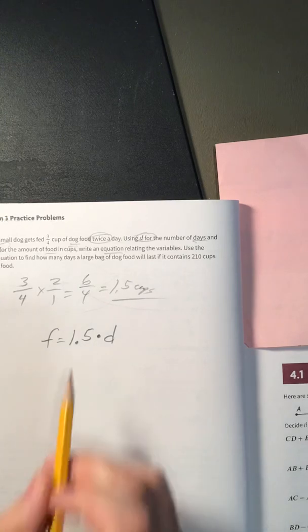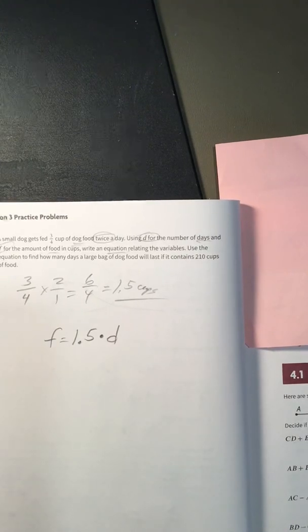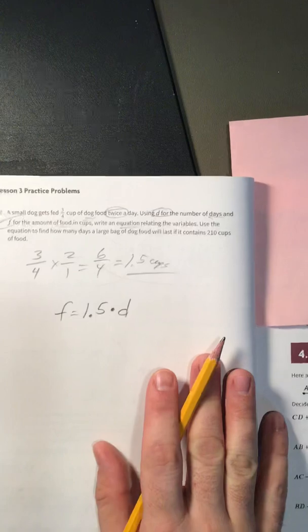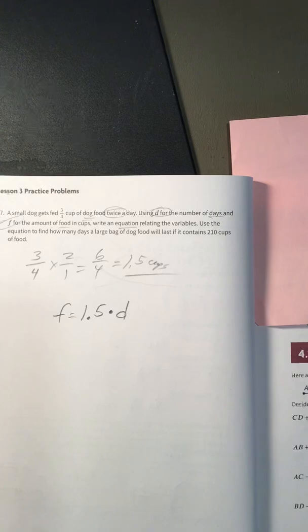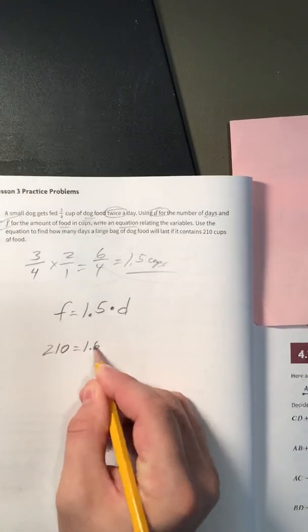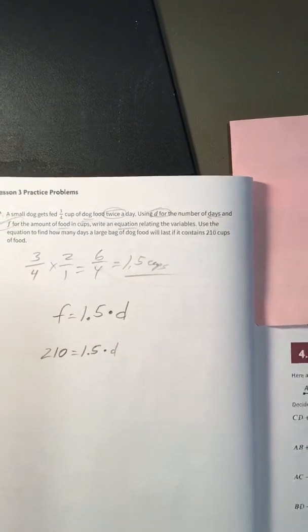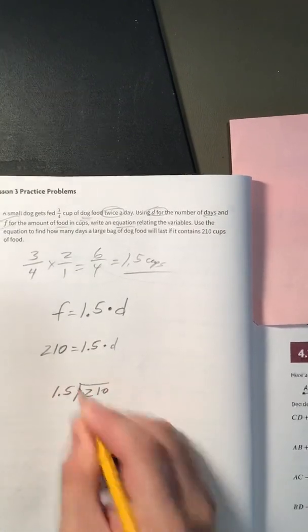If it's 2 days, I get 3 cups of food. 10 days would be 15 cups of food, and so on. Lastly, 210 cups. How many days will it last? Okay, so I have 210 cups of food. How many days will it last? 1.5 times what would give me 210? So again, the opposite would be dividing by 1.5 cups of food.